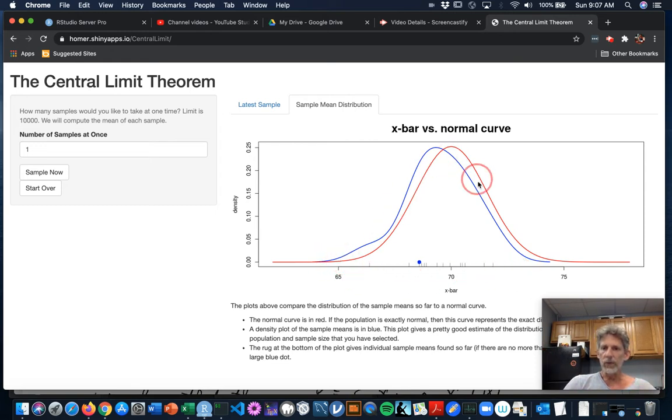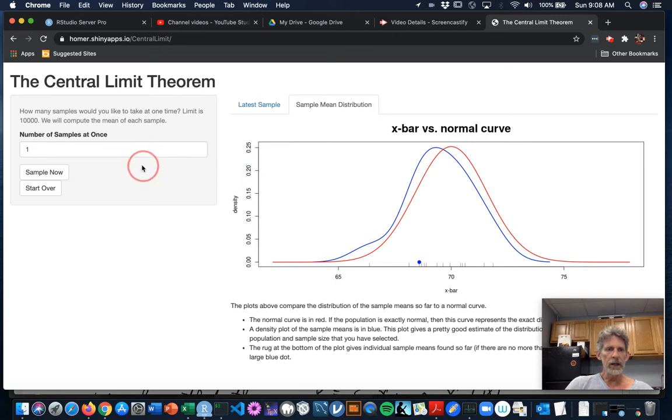The red is the real PDF of X bar. Now, since we're sampling from a normal, we know that X bar is normally distributed with mean 70, the mean of the underlying random variable, and variance, well, if the standard deviation is 3, the variance is 9, divided by 10, the sample size. And so that's a normal curve, mean 70, variance 0.9.